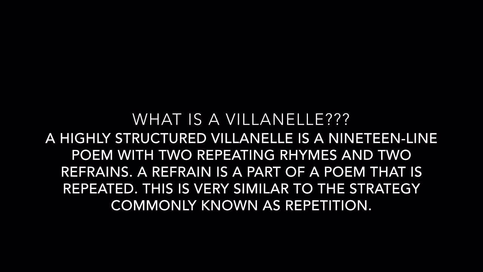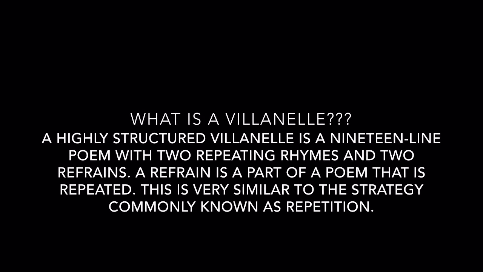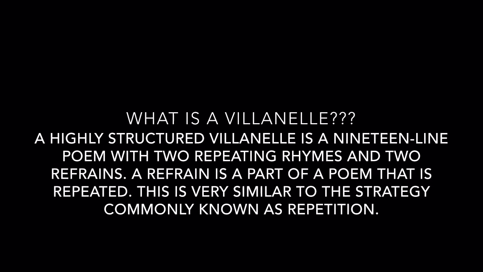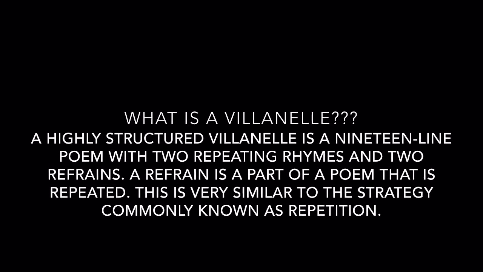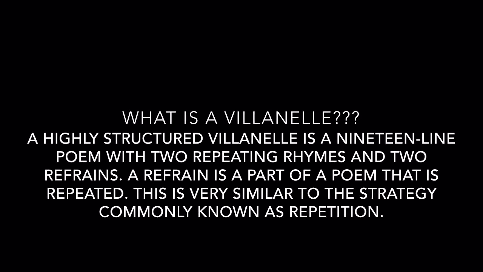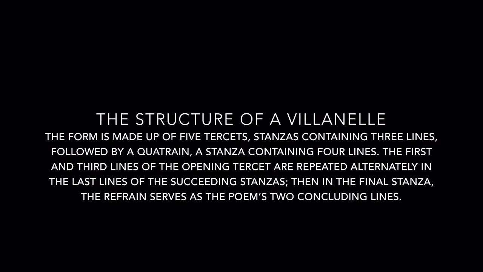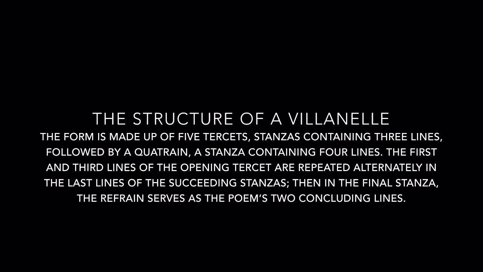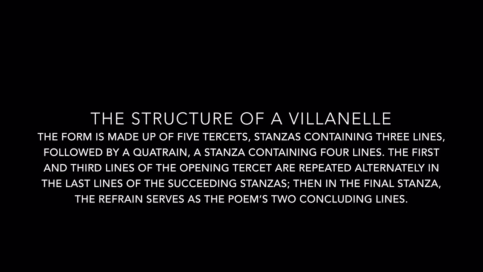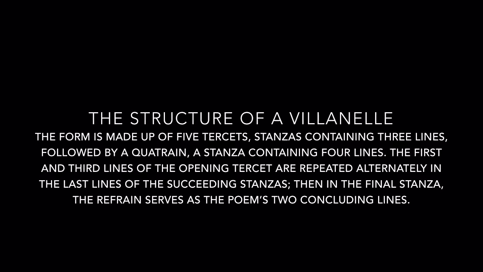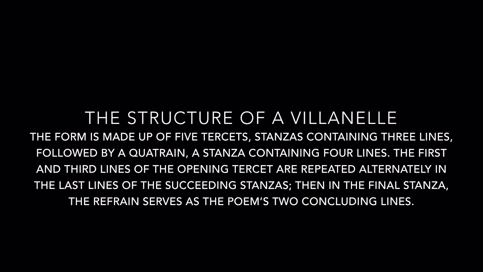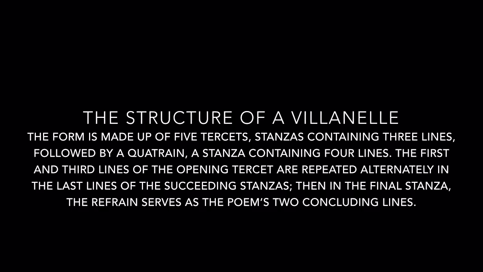A highly structured villanelle is a 19-line poem with 2 repeating rhymes and 2 refrains. A refrain is a part of a poem that is repeated. This is very similar to the strategy commonly known as repetition. The form is made up of 5 tercets, stanzas containing 3 lines, followed by a quatrain, a stanza containing 4 lines. The first and third lines of the opening tercet are repeated alternately in the last lines of the succeeding stanzas. Then in the final stanza, the refrain serves as the poem's 2 concluding lines.